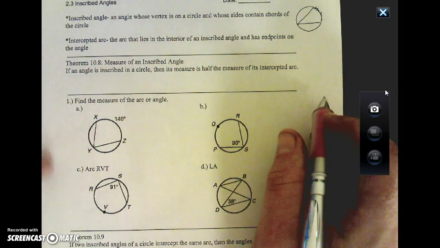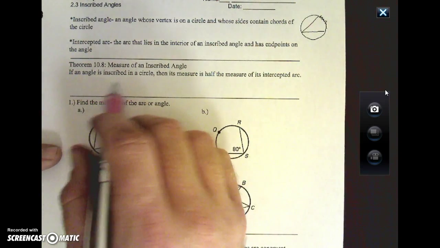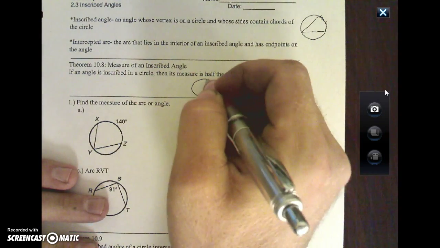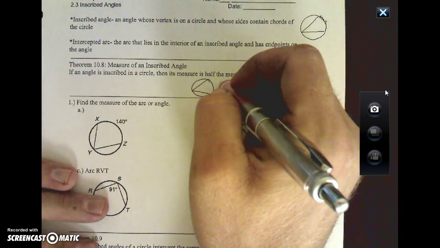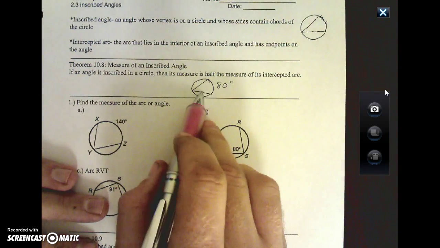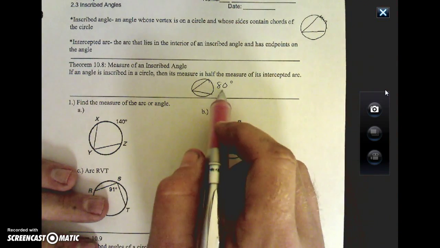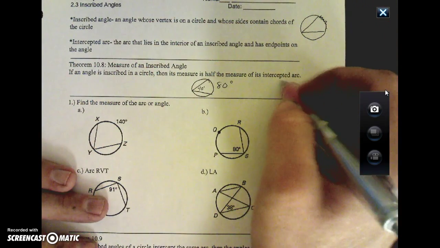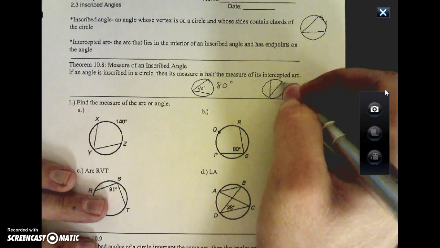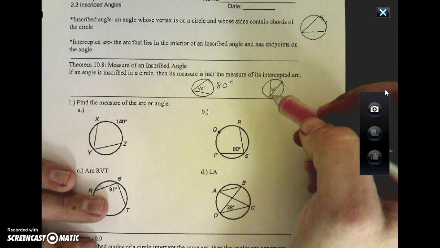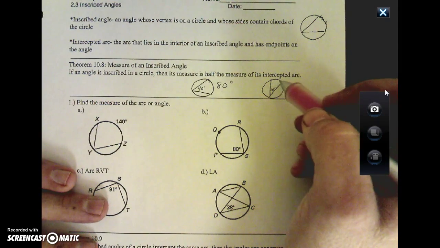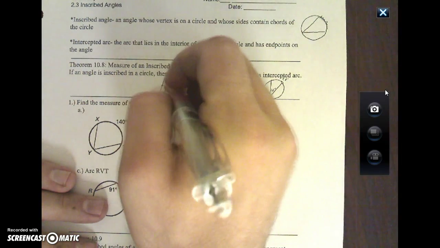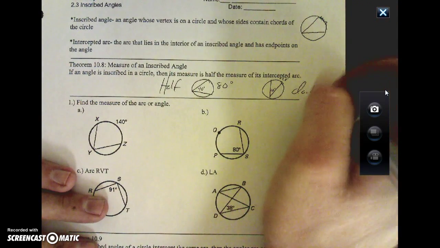So the measure of an inscribed angle, theorem 10.8: if an angle is inscribed in a circle, then its measure is half the measure of its intercepted arc. So if I had myself a circle drawn, and let's say that I tell you this is 80 degrees. To find the inside, all we do is take this number and divide it by 2. 40 degrees. Now it works in reverse also. If I tell you this is 10 degrees, and I want to know what this arc is, double it. Okay, 20 degrees. So it's either half or double it, depending on where you're going from.